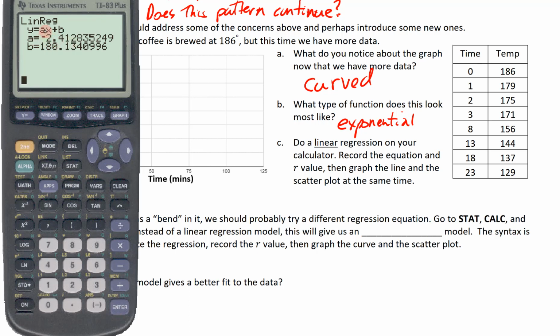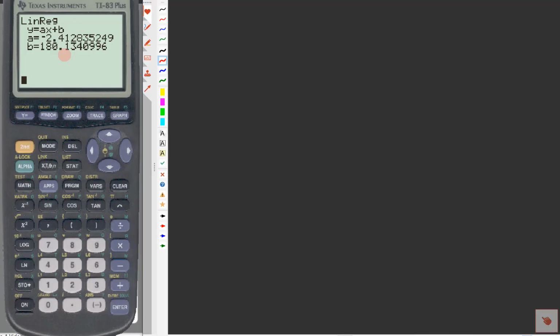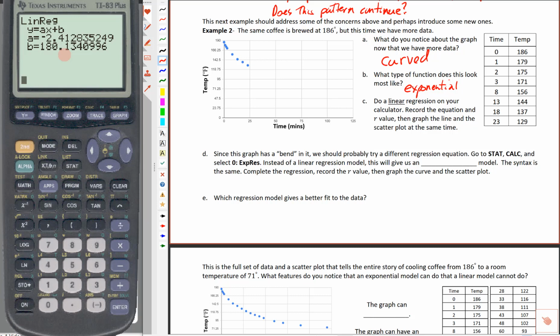So I get A, remember A is the slope, they use an A rather than an M. So this is negative 2.412, so we're going to say negative 2.41. And then the y-intercept is 180.134, so we're going to do 180.13. So I'm going to go ahead and shrink this down just a little bit so I can see both of those at the same time. And then I'm going to write down the equation. So we get y equals negative 2.41x plus 180.13. It says record the R value.